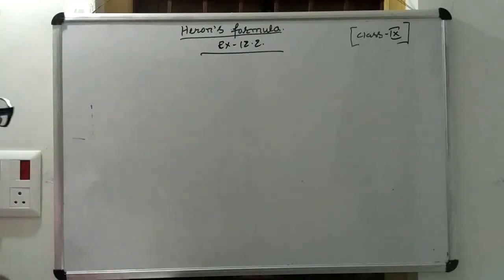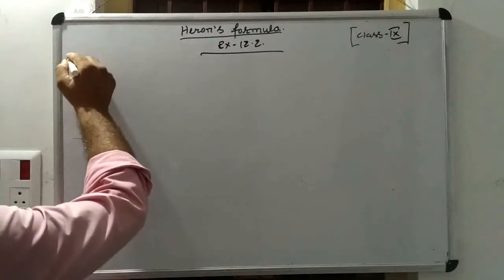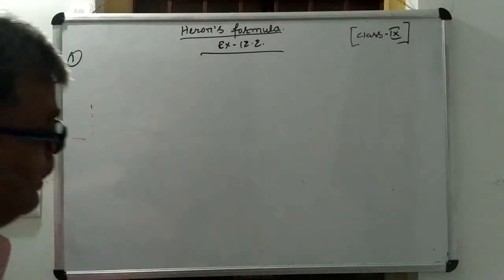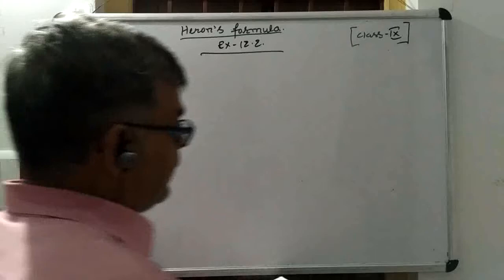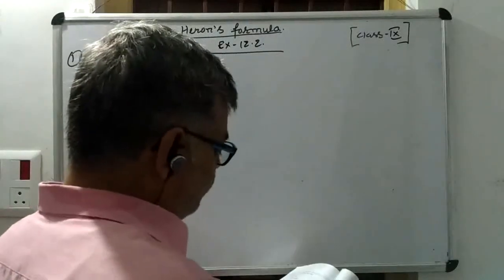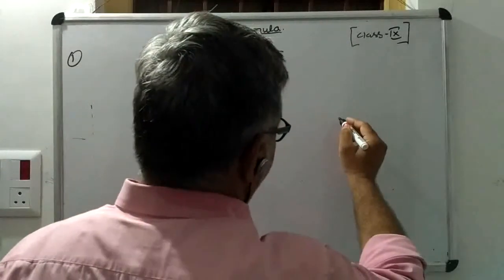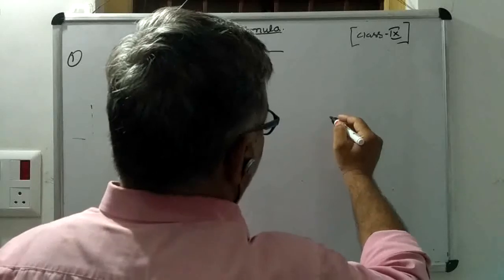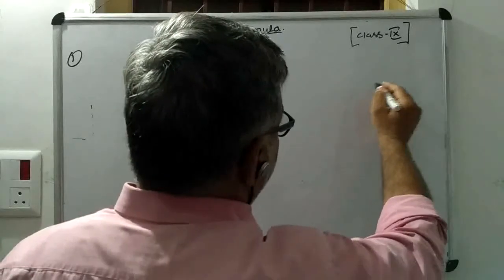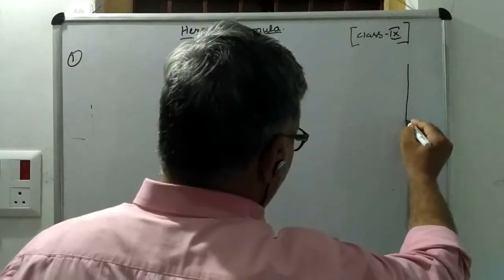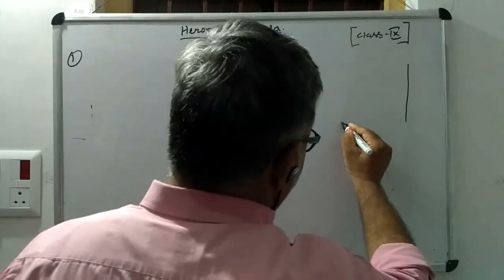There is a field in the form of quadrilateral ABCD. See the first question. A quadrilateral is given such that one of its angles is 90 degrees. So first I will suggest you to draw the figure.